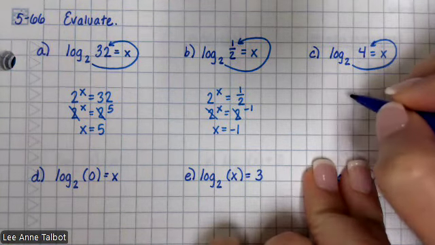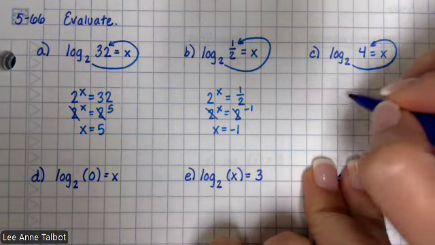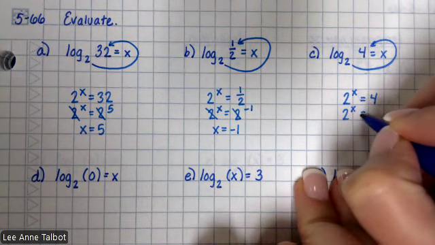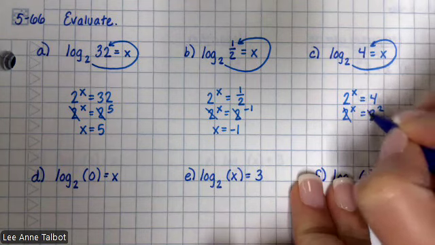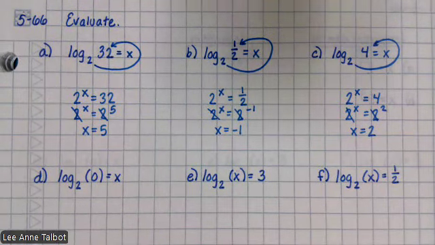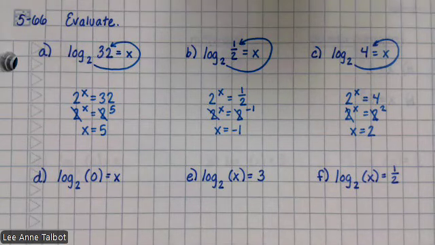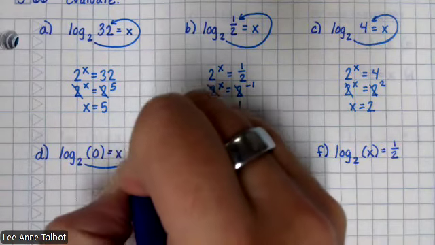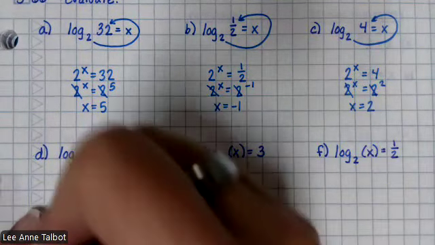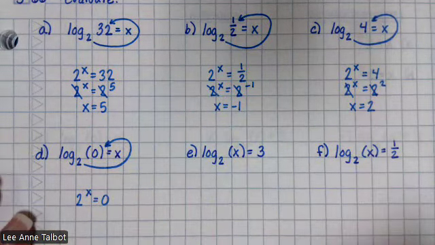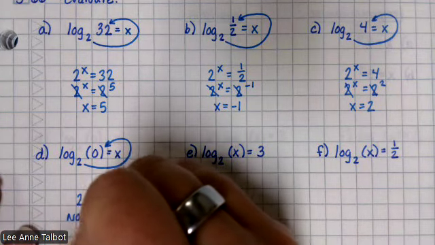Okay, what's my exponential? 2 to the x equals 4. Now the bottom ones there already have equations, so we just need to rewrite them to exponential. 2 to the x equals 0. This is actually no solution.